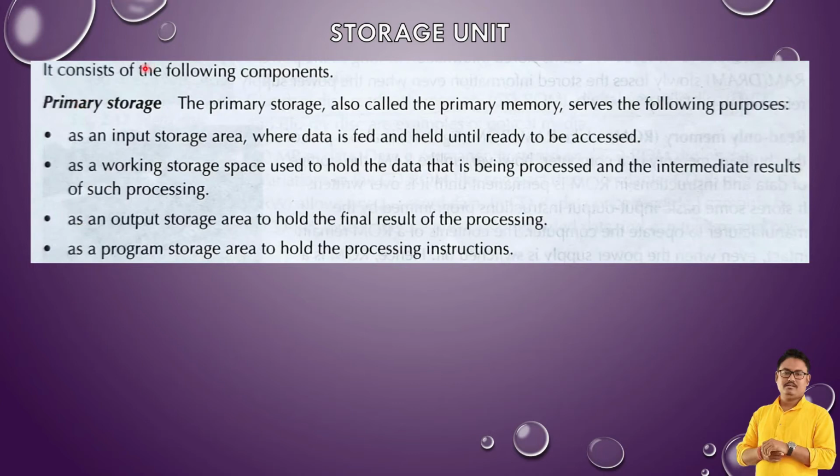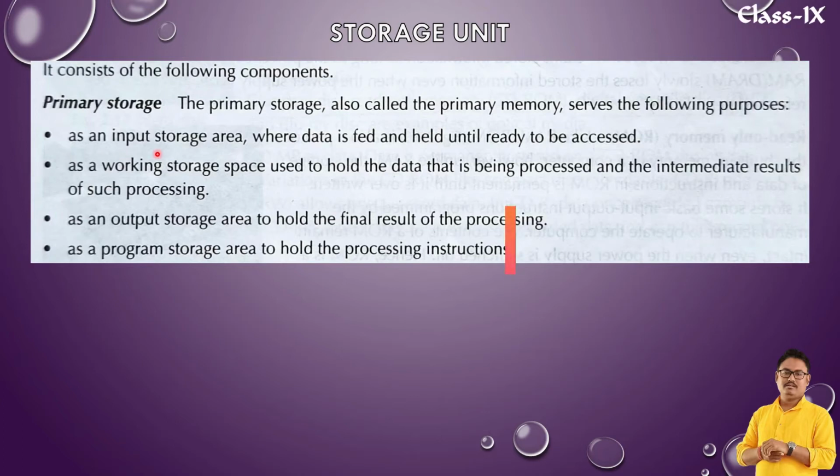Now, it consists of the following components. Primary storage. The primary storage, also called the primary memory, serves the following purposes. Primary storage is what is called RAM, random access memory.